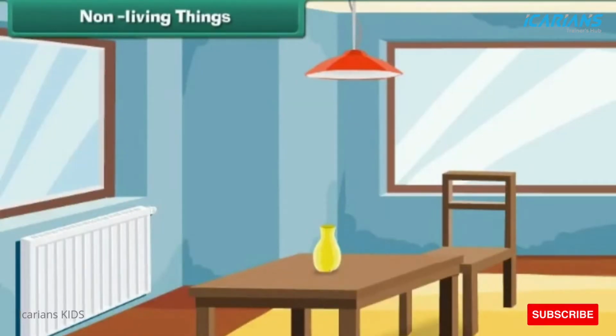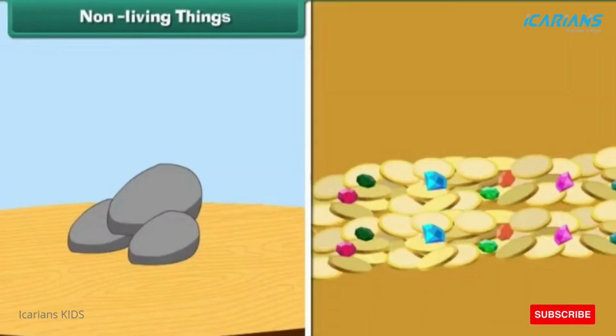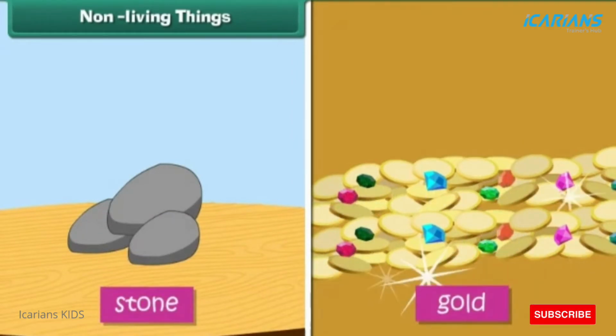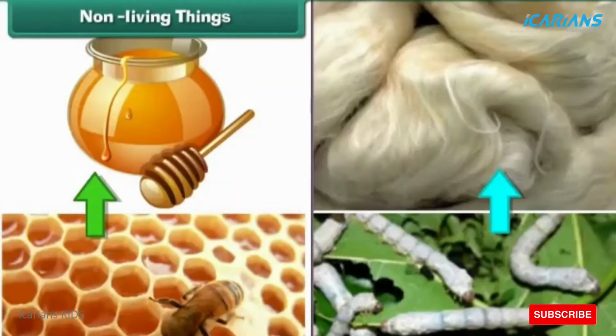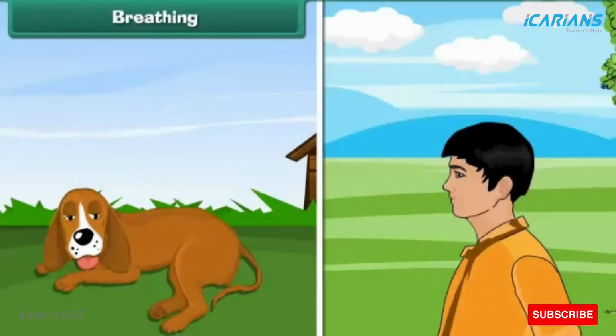Non-living things. Non-living things do not breathe, grow, and reproduce. They do not have sensation. Some non-living things are natural. Example, stone, gold, etc. Some non-living things are derived from living things. Example, honey, silk, etc.